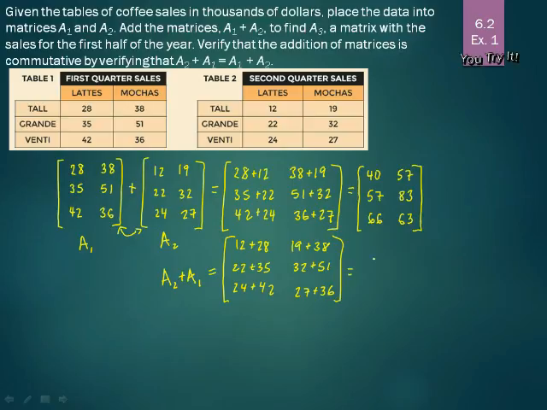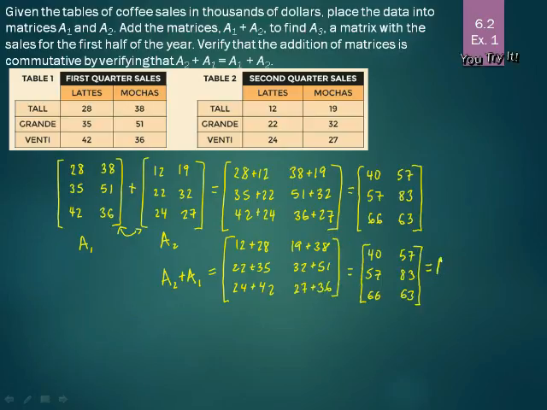And then we know that in normal numbers, if you switch the order, it still adds normally. And it will be the case here. When we add these together, 12 plus 28 is still 40. 22 plus 35 is still 57, even though we switched the order. And so we do end up getting the same matrix.